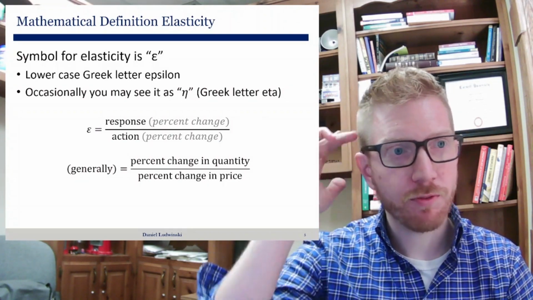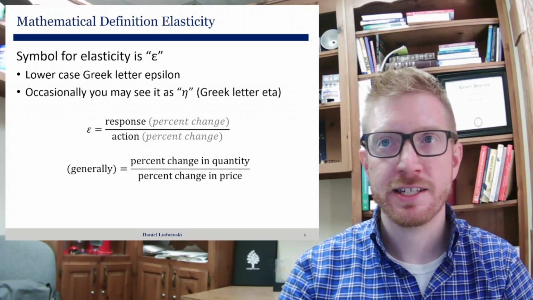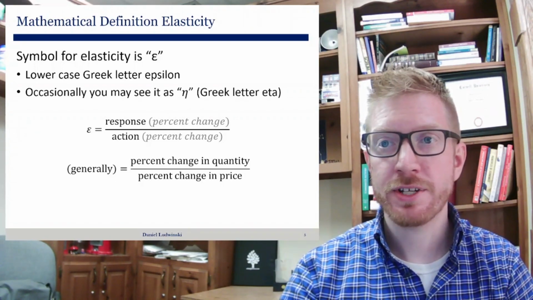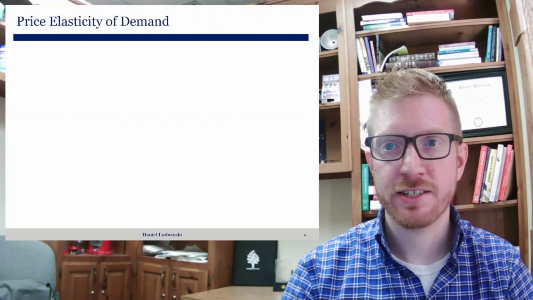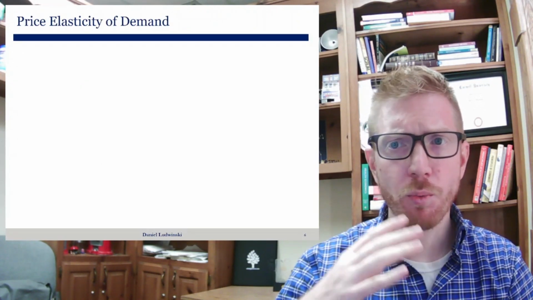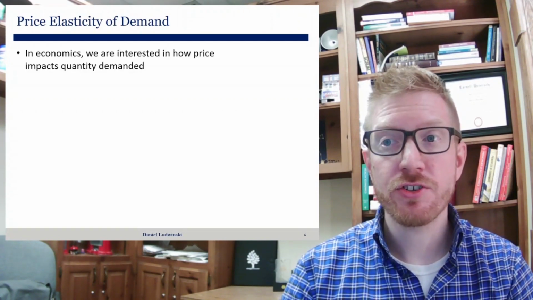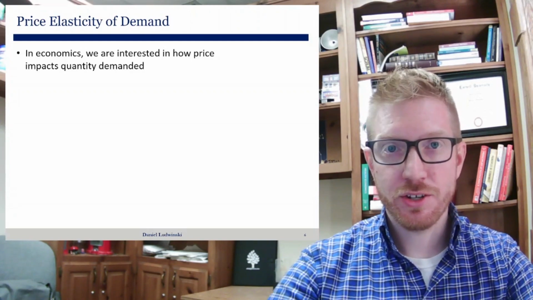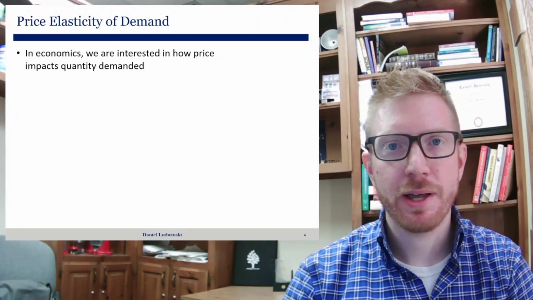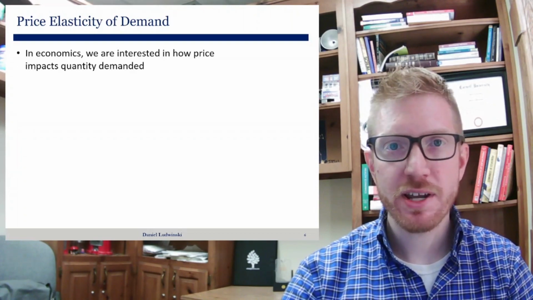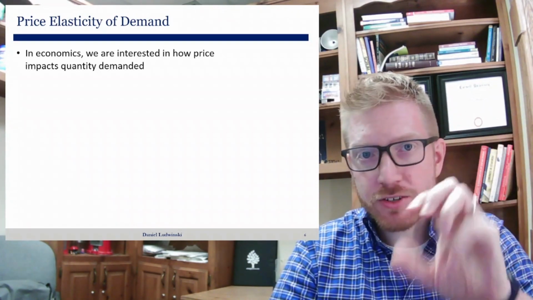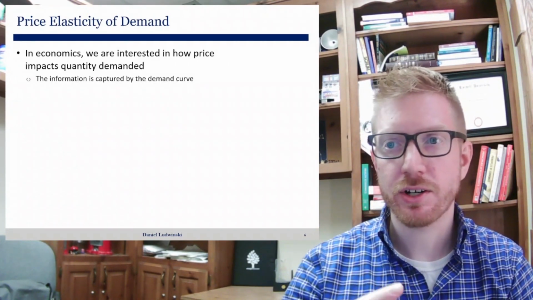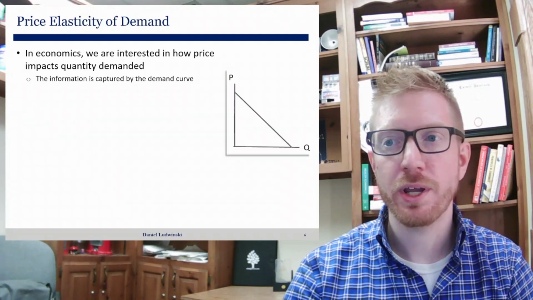So now let's move from the general definition of elasticity to a more specific definition of one type of elasticity, the price elasticity of demand. So we are often in economics interested in how price impacts demand, and in particular, to use the correct terminology, how price impacts quantity demanded. Now this information we already have introduced in our previous unit in talking about the demand curve. The demand curve is capturing this relationship between price and quantity.